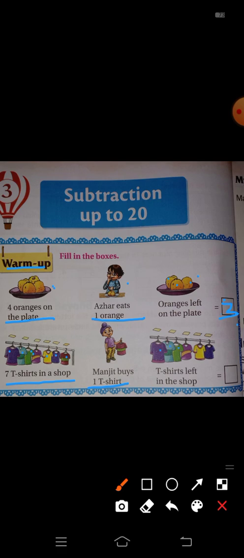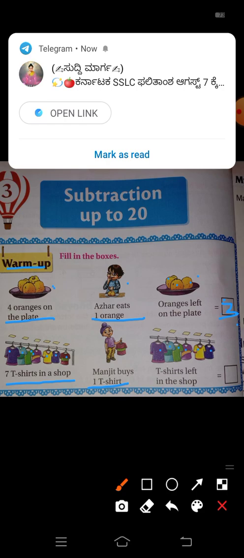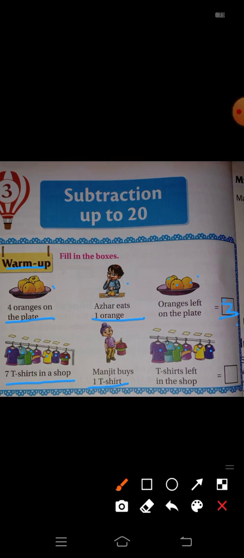1, 2, 3, 4, 5, 6. How many T-shirts are left here? 6. So write here 6. Okay, 7 T-shirts are there and Manjit buys 1 T-shirt, and so 6 T-shirts are left in the shop. Yes.